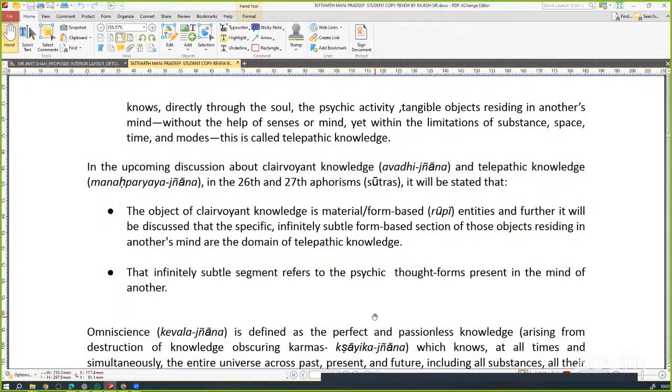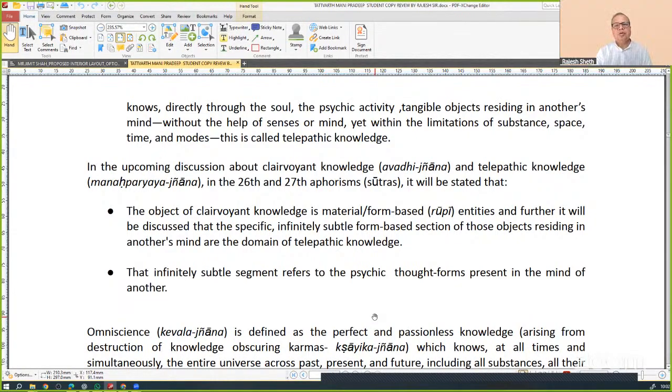Omniscience, that is Keval Gyan, is defined as the perfect and passionless knowledge arising from destruction of knowledge-obscuring karma, that is Kshayik Gyan, which knows at all times and simultaneously the entire universe across past, present, and future, including all substances, all their qualities, attributes, all their modes, and viewpoint-relative attributes, that is Apekshit Dharma.